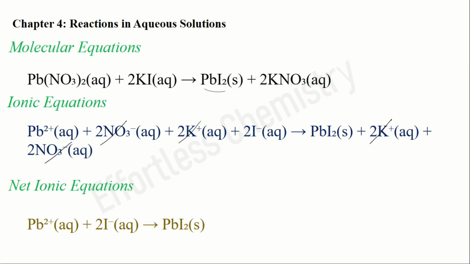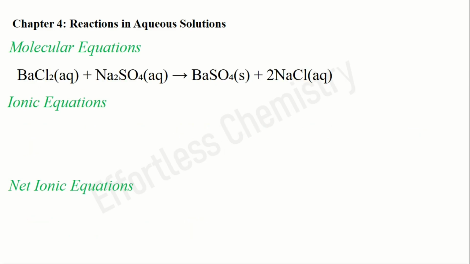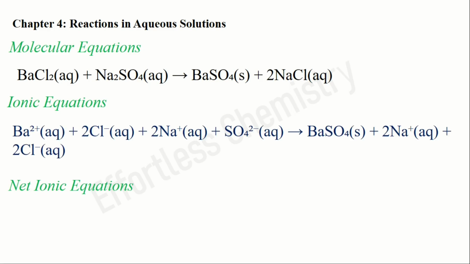And here is another example, barium chloride and sodium sulfate, where you can see the molecular equation. If we want to dissociate all these molecular compounds into their ions, showing that when they're dissolved in water they break up into their ions, we have this ionic equation. And by looking at both sides of this equation, we can find the spectator ions like in the previous example.